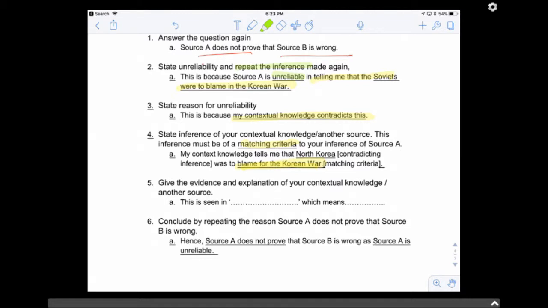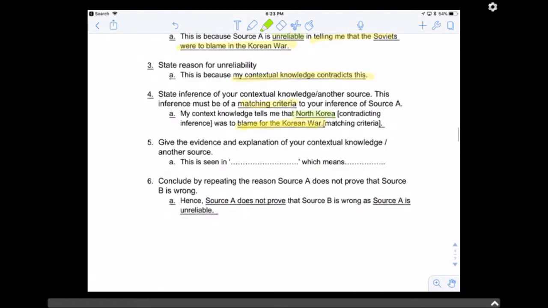It is because my contextual knowledge tells me the opposite of what the source says, because my contextual knowledge tells me North Korea is the one who invaded first. Alright. So then you give me the evidence. You elaborate a bit more on your contextual knowledge. You can say things like North Korea invaded first because Stalin was willing to support them.